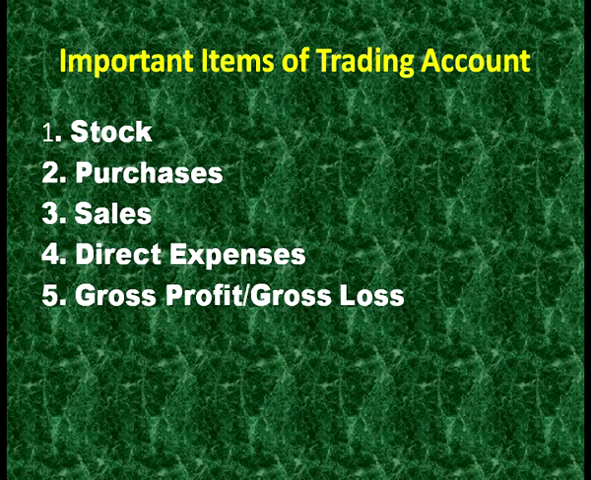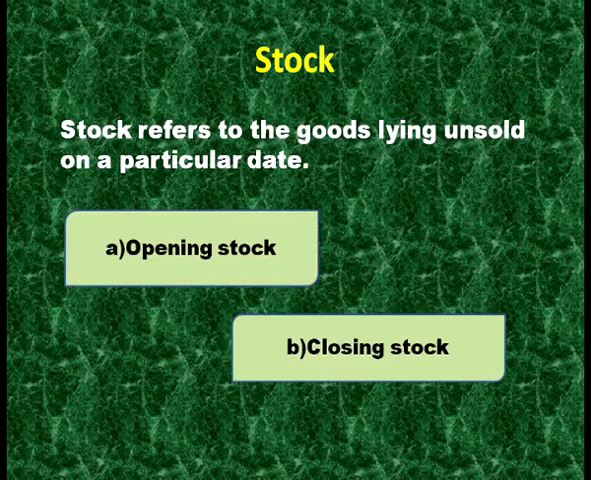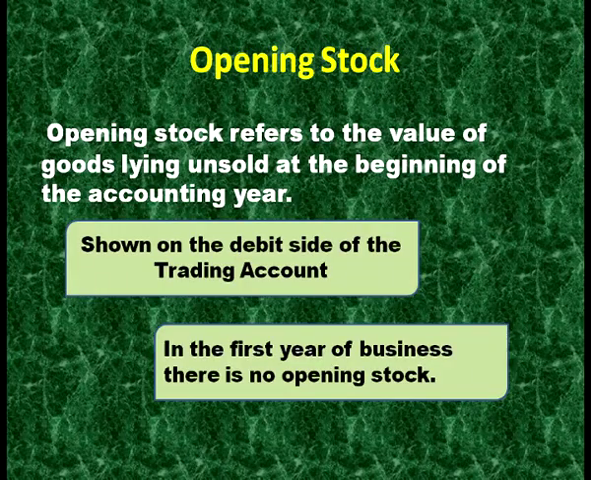What are the important items of trading account we have seen till now? Stock, purchases, sales, direct expenses, gross profit or gross loss. Stock refers to the goods lying unsold on a particular date. It can be an opening stock or it can be closing stock. What is opening stock? Opening stock refers to the value of goods lying unsold at the beginning of the accounting year, and this is shown on the debit side of the trading account. But if you are starting your business fresh, then definitely you will not be having any opening stock.